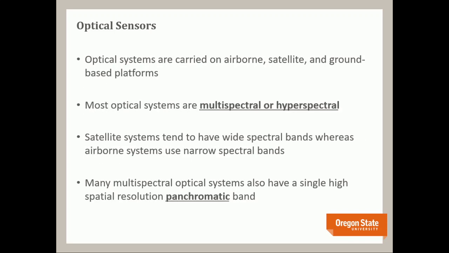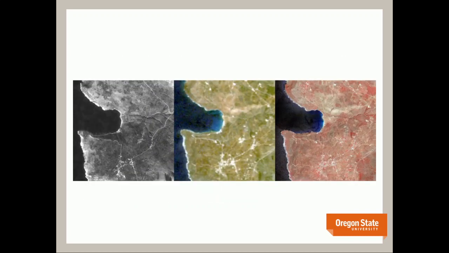Optical systems are carried on airborne, satellite and ground-based platforms. Most optical systems are multispectral or hyperspectral. Satellite systems tend to have wide spectral bands, whereas airborne systems use narrow spectral bands. Many multispectral optical systems also have a single high spatial resolution panchromatic band. So here are the images.